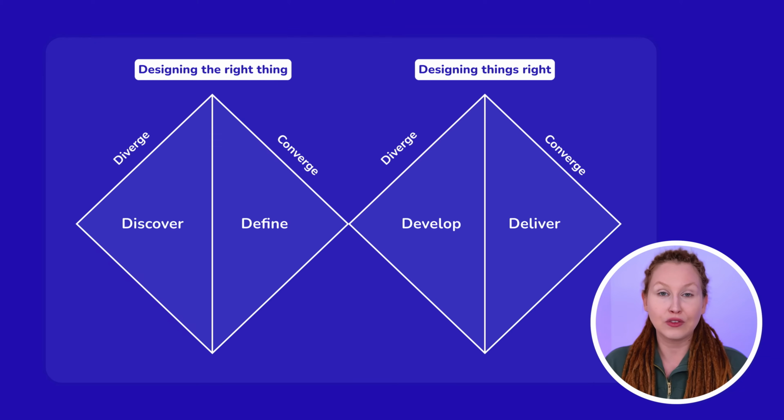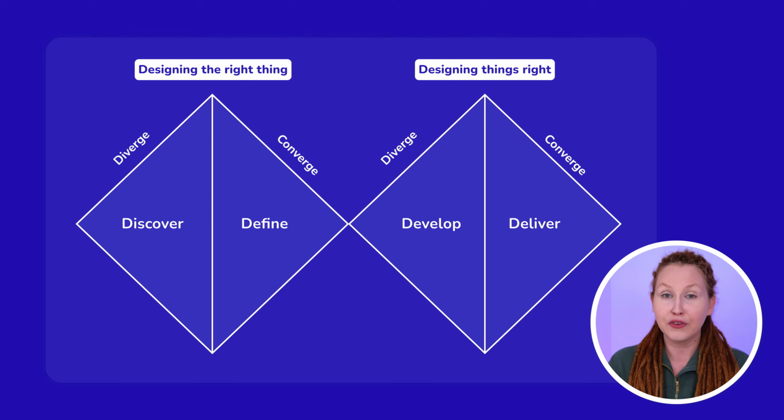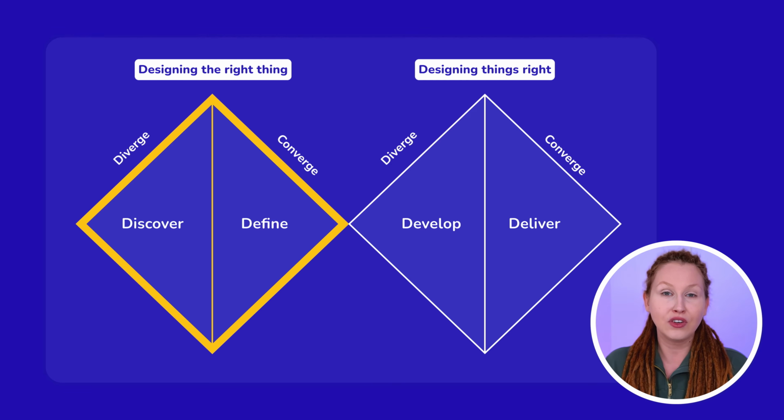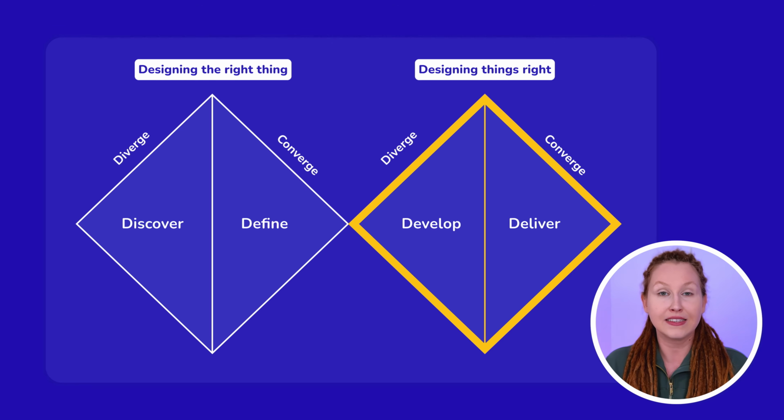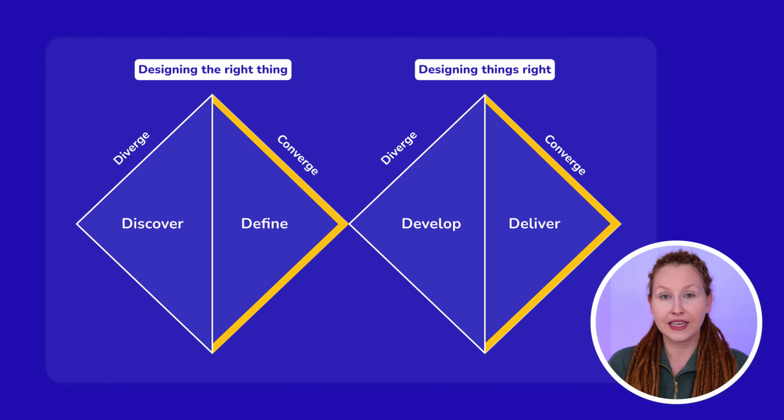The idea is that we have two cycles, the first and the second diamond, and each of them consists of the diverge and converge phases. The first diamond is about designing the right thing, so we will focus on research and defining the problem. And the second diamond is about designing the thing right, so it's more about finding the solutions, iterating and testing. The diverge phases are where we explore and open up. We do research, brainstorm, and sketch low-fidelity solutions. The converge phases are where we narrow down and define the problem, the corrections needed, and the final solution.